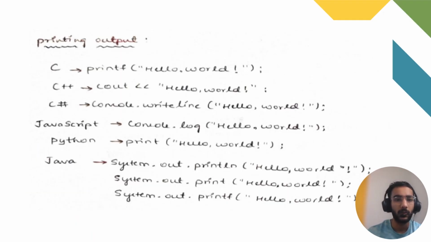Now for understanding further, we first have to see that there are printing output statements in every language. In C, it is printf, hello world; in C++, cout; C sharp. These are the different printing outputs we have to see first: in Python, print; JavaScript, console.log; C sharp, Console.WriteLine. In Java, there are three mainly working for the same output but with different uses.